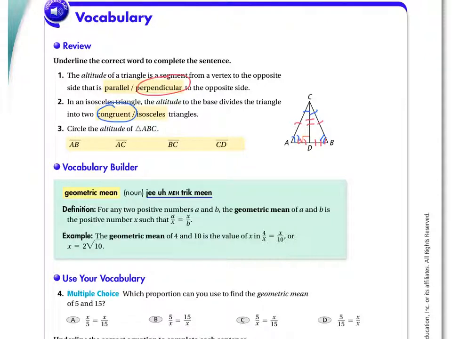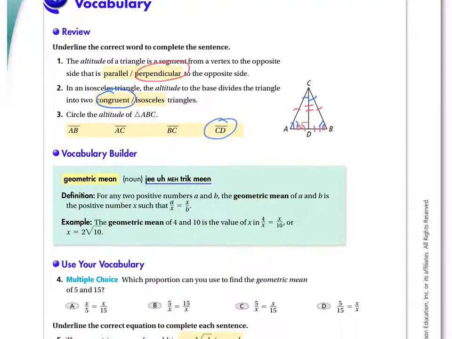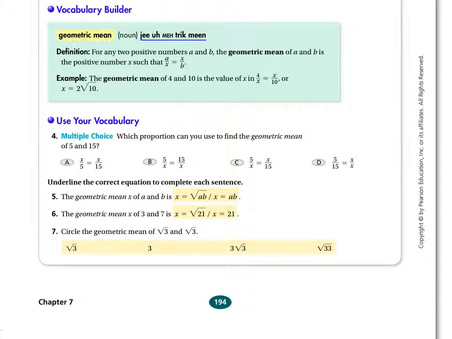Circle the altitude of triangle ABC. What's the altitude? CD. That was a toughie, right? All right, so then the geometric mean. You're right, Olivia. This is a tough one.